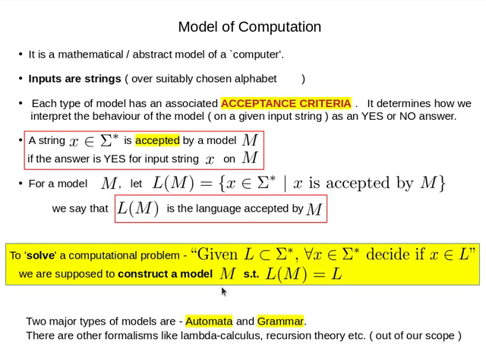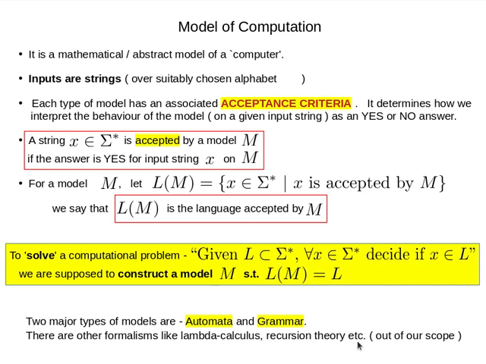Now, two major categories of these models are automata and grammar. Okay, so they are categories. Inside automata we have many different kinds of automata. Inside grammar we have many different kinds of grammars. These days we mostly concentrate on these two formalisms. There are other formalisms like lambda calculus and recursion theory, but we will not cover that.